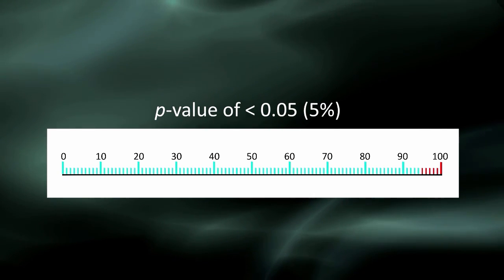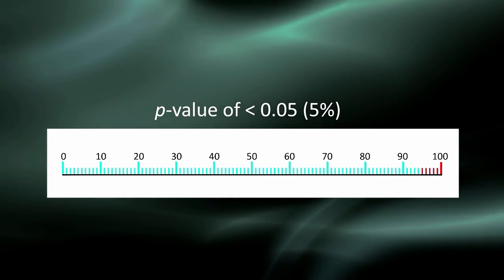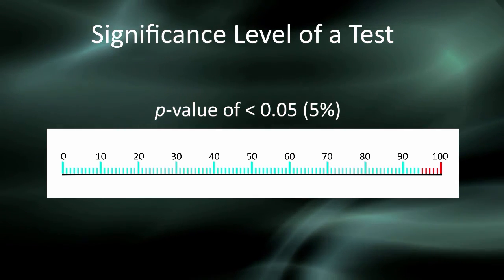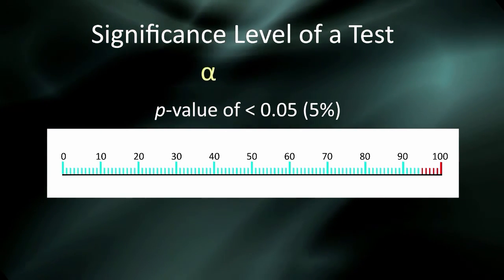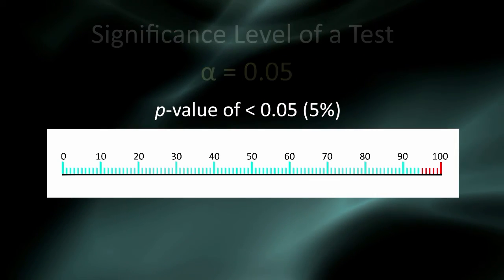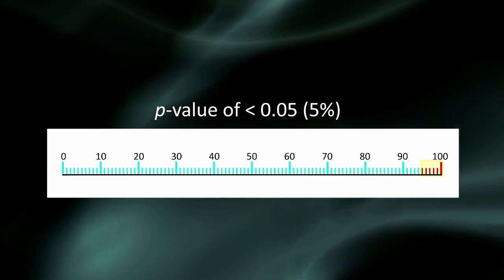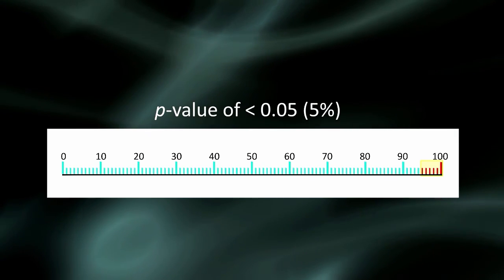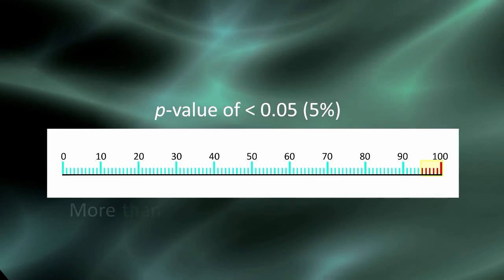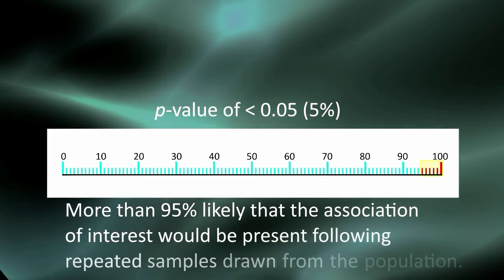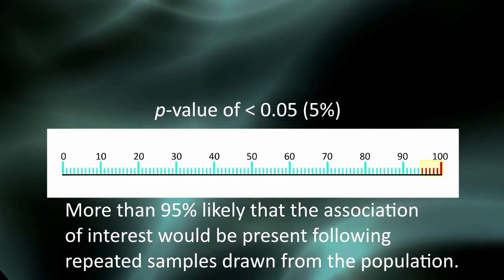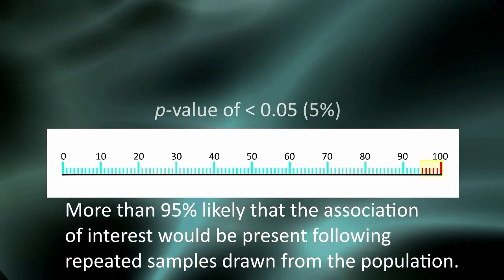Because this standard or cutoff is so important, it has a special name. It's called the significance level of a test and is usually denoted by the Greek letter alpha. So alpha equals 0.05. If the p-value is small, less than 0.05, this suggests that it is more than 95% likely that the association of interest would be present following repeated samples drawn from the population, aka a sampling distribution.